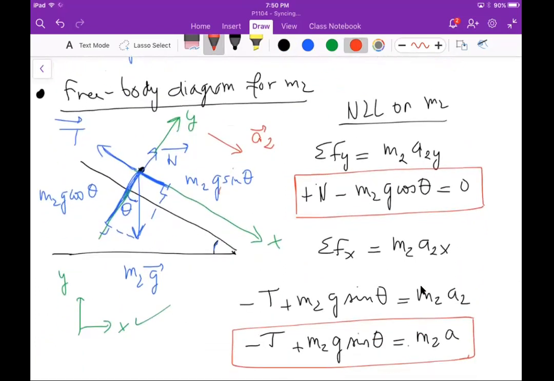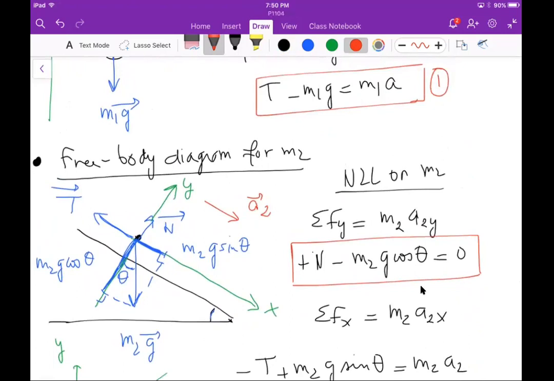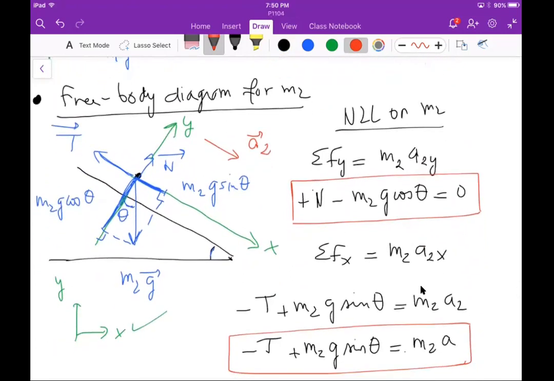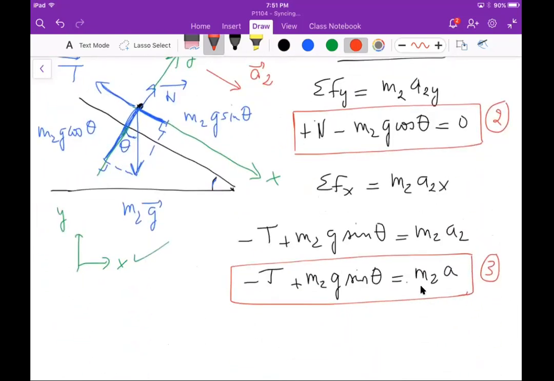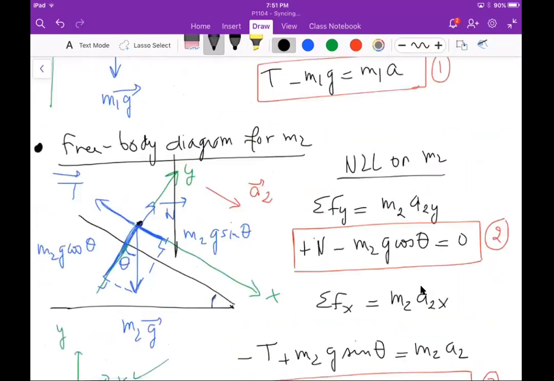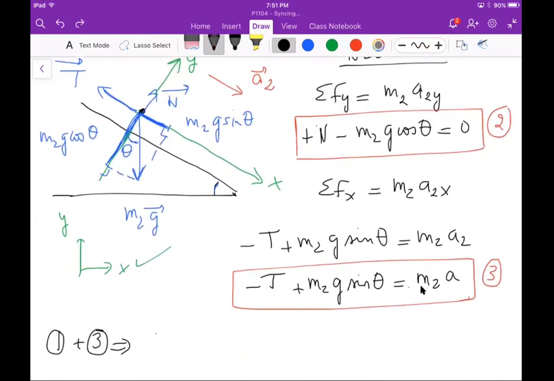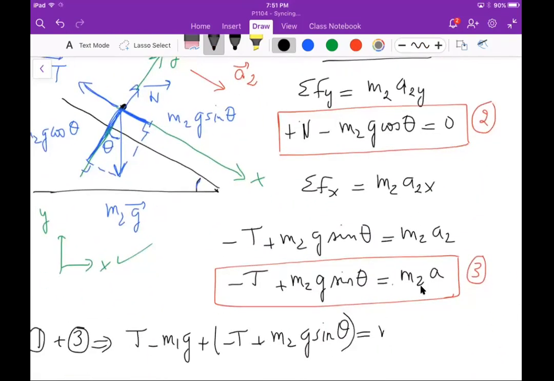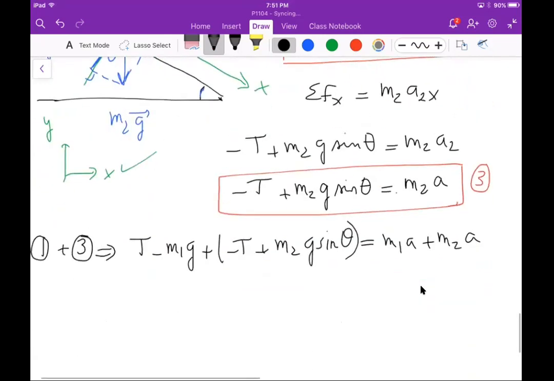Now what should we do? We need the tension and we need the acceleration. As you can see, the tension is present in equation number one, and equation number two does not provide any information about T or A, so it's not useful for us actually. So we are going to consider equation number one and equation number three. If we add equation one plus equation three, we end up with the following. Equation one has T minus M1g, plus, from equation number three, minus T plus M2g sine theta, equal to M1 plus M2 times A. So we end up with M1A plus M2A. We did a summation because we want to get rid of the tension. Here we end up with plus T minus T, and they're gone.